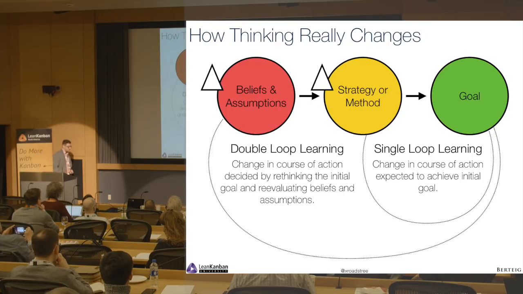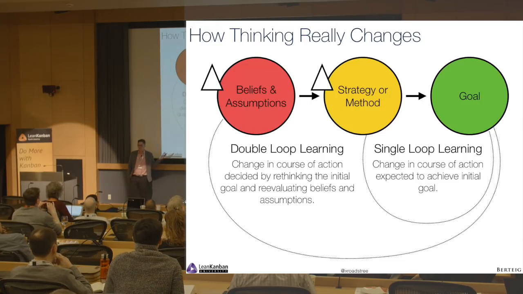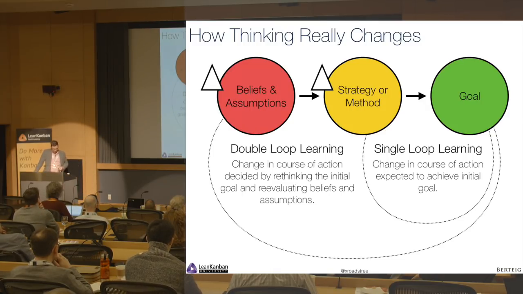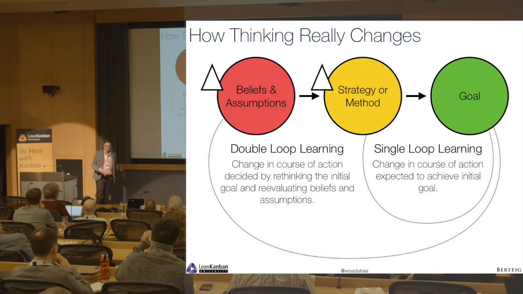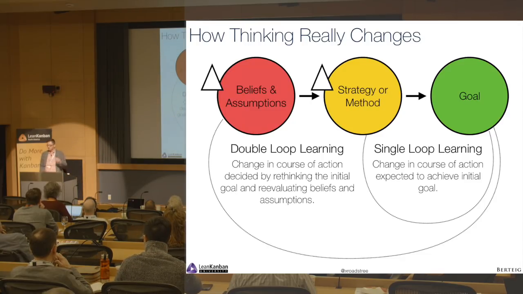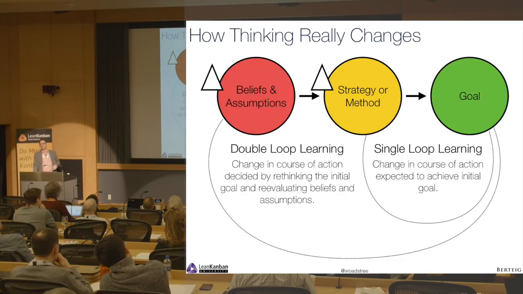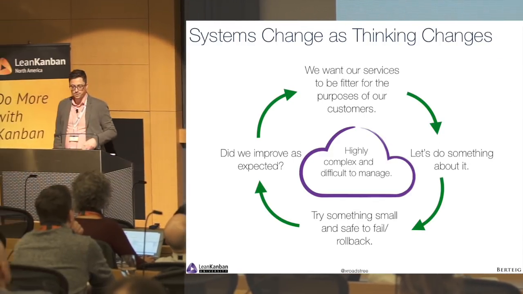So maybe we need to actually examine those, right? And when we're able to do that, we're actually able to move the goal and decide on a course of action based on rethinking the initial goal, reevaluating our beliefs and assumptions. Okay? And that's how you get people into systems thinking. At least in my experience.